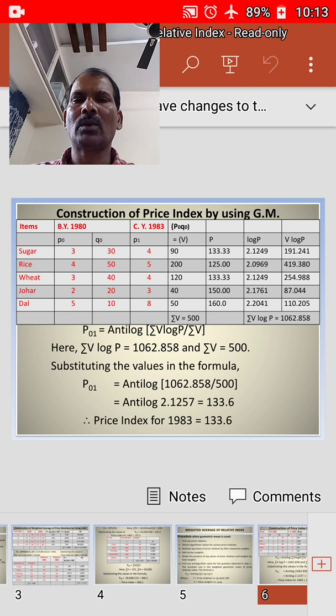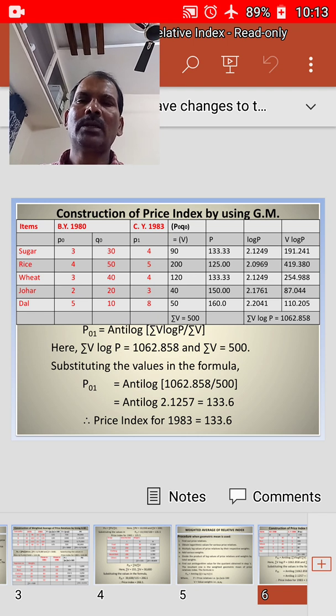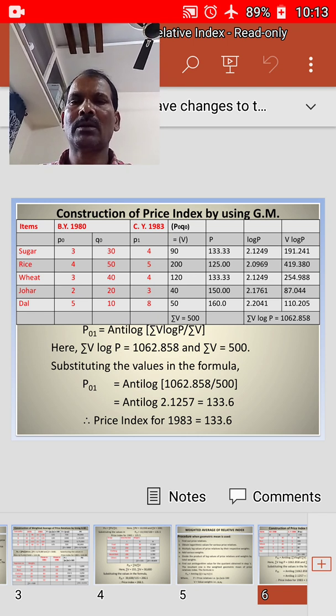We require value, we don't require any quantity. Quantity is not given for the current year, because we don't require it. Then P0 Q0 is nothing but weights V. P0 Q0 is equal to weights V. So 3 into 30 is equal to 90, 4 into 50 is equal to 200, 3 into 40 is equal to 120, 2 into 20 is equal to 40, 5 into 10 is equal to 50.